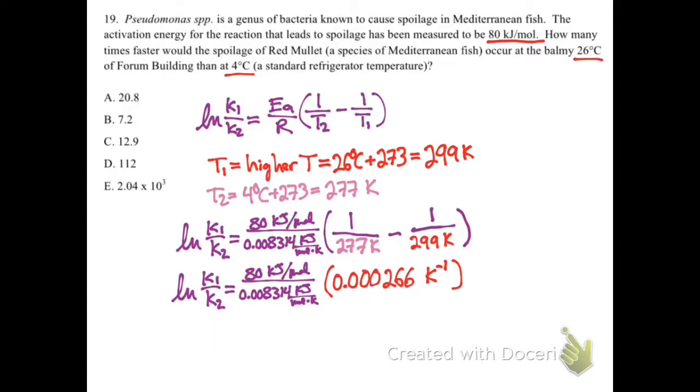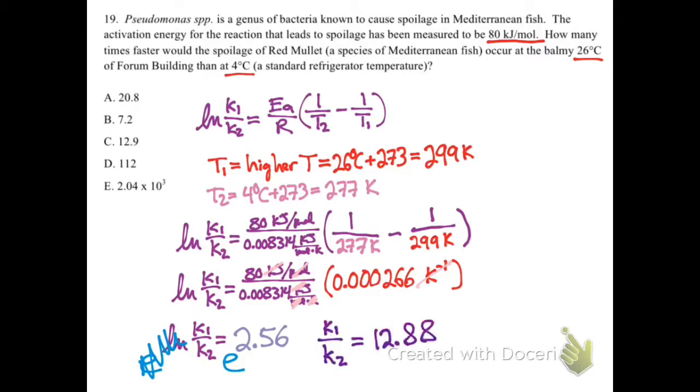Now we'll multiply the 0.000266 Kelvin to the negative 1 times the 80 kilojoules per mole, divided by the 0.008314 kilojoules per mole Kelvin, and you'll notice here that something interesting with the units happens. So Kelvin cancels out, and kilojoules cancels out, and moles cancels out, and we're just left with a dimensionless ratio here. So this ends up being 2.56. It's equal to the natural log of K1 divided by K2. We'll just take e to both sides, and that'll get rid of our natural log here. And we'll end up getting that K1 divided by K2 is 12.88. So this would go about 12.9 times faster.